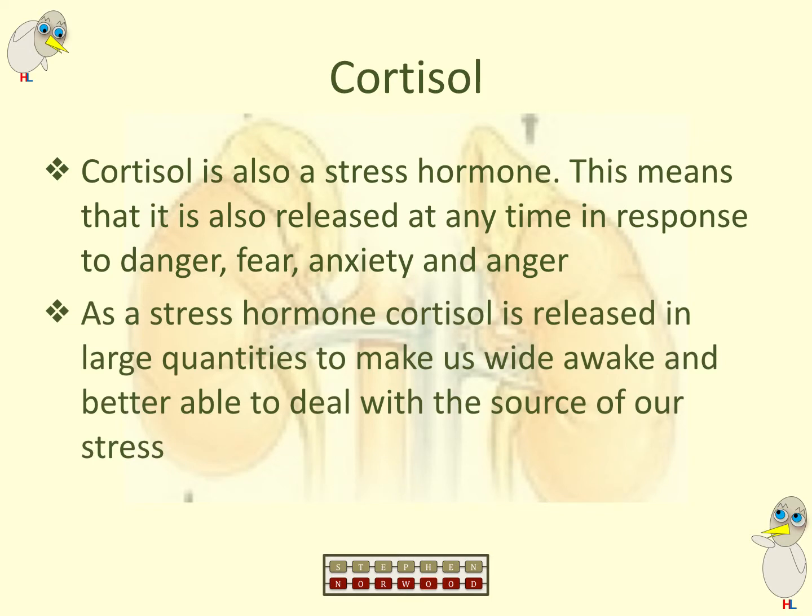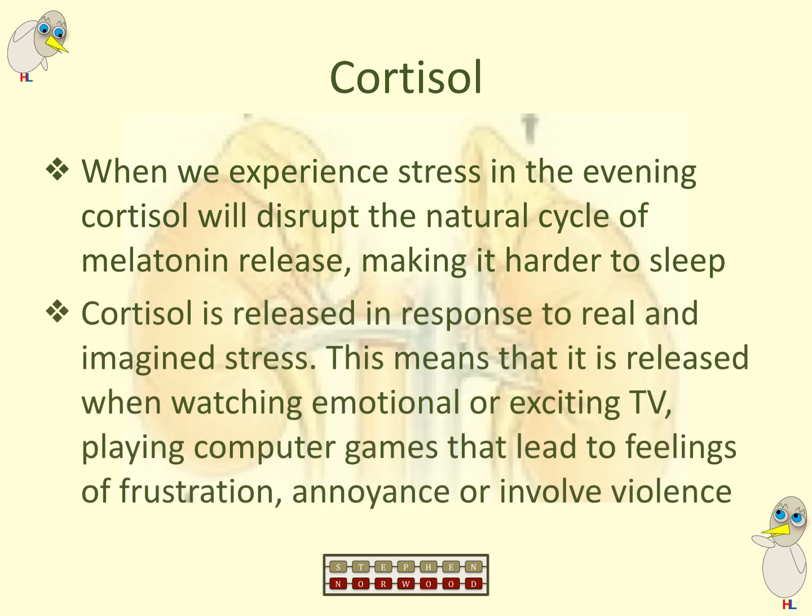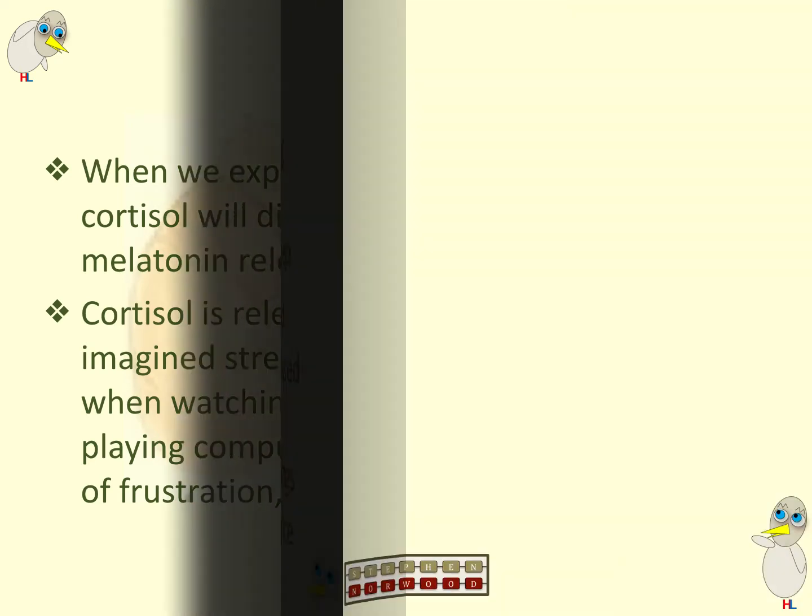As a stress hormone, cortisol is released in large quantities to make us wide awake and better able to deal with the source of our stress. When we experience stress in the evening, cortisol will disrupt the natural cycle of melatonin release, making it harder to sleep. Cortisol is released in response to real and imagined stress. This means that it is released when watching emotional or exciting TV, playing computer games that lead to feelings of frustration, annoyance, or involve violence.